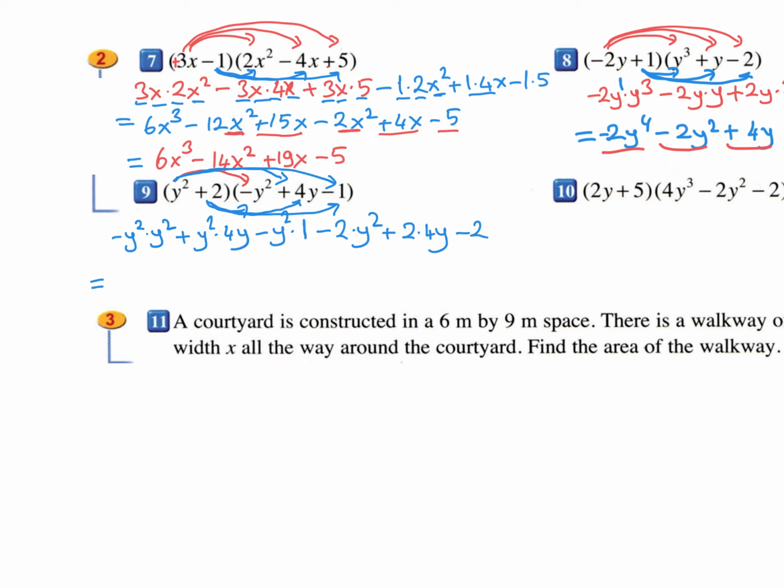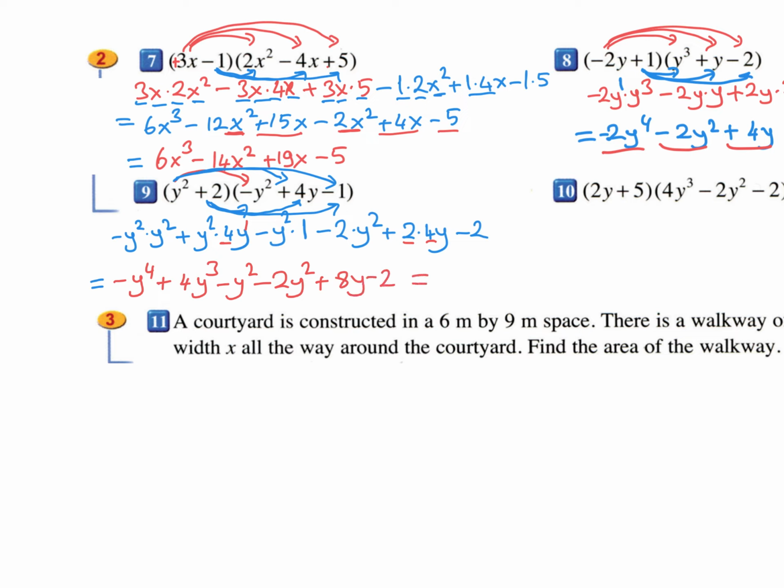Let's combine them. Minus y to the power of 4 plus here first I'll write number 4, y to the power of 2 and 1, it will be y to the power of 3, minus y to the power of 2 minus 2y to the power of 2, and plus 2 times 4 will be 8y minus 2.